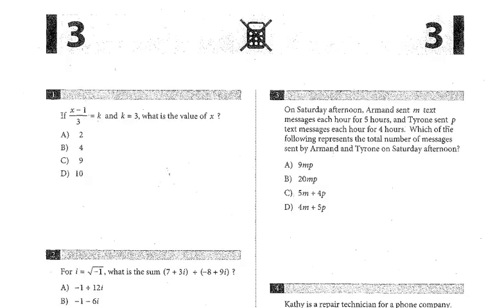Now let's go to number 1. If (x minus 1) over 3 equals k and k equals 3, what's the value of x? So we got 3 over here. When you solve any equation, we try to get rid of that denominator. So we multiply by 3 on both sides. You will get x minus 1 equals 9. Therefore, x equals 10. That's it.